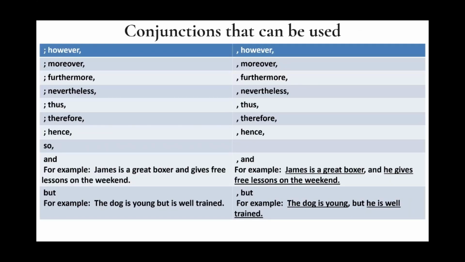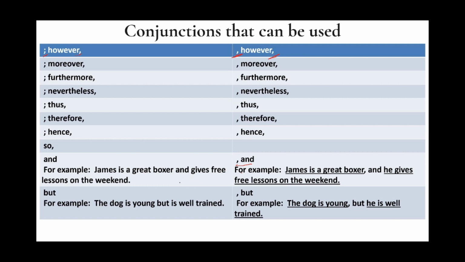Now, before we move ahead, I'd just like to present some conjunctions to you, which you can always use. There are some words like however, moreover, furthermore, nevertheless, thus, therefore, hence. They can be used in two ways. Either you put a semicolon and a comma, just like this over here, or you can put 2 commas just like this over here. Any one of them is absolutely fine. With the word so, you just need 1 comma to the right. With the word and, sometimes you do need a comma before and, sometimes you do not. So let's have a look at when you don't. So for example, James is a great boxer.